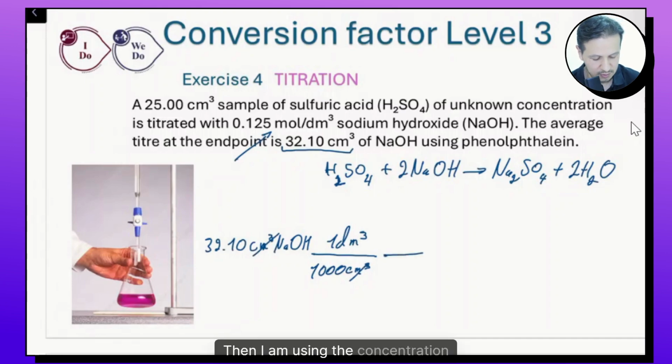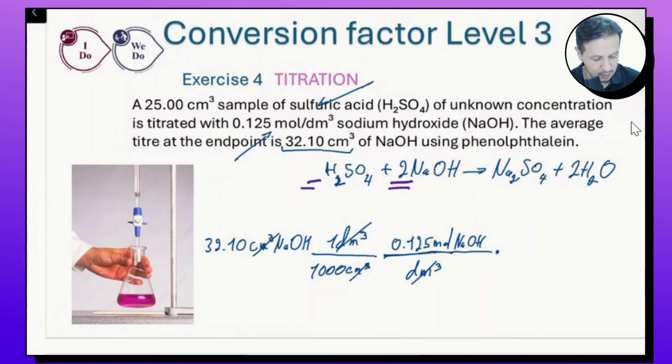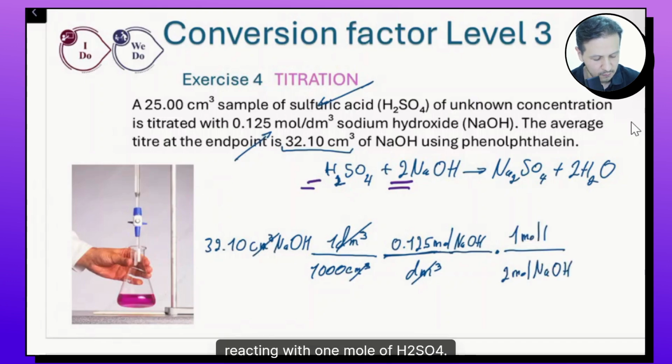Then I am using the concentration in order to determine the amount of moles. The concentration given is 0.125 moles per dm³, meaning that I can cancel dm³, and the answer will be in moles. But moles of what? Moles of NaOH. Now, if I see the coefficients in my equation, 2 moles of NaOH reacted with 1 mole of sulfuric acid. So when I cancel moles of NaOH and moles of NaOH, I will have moles of sulfuric acid.